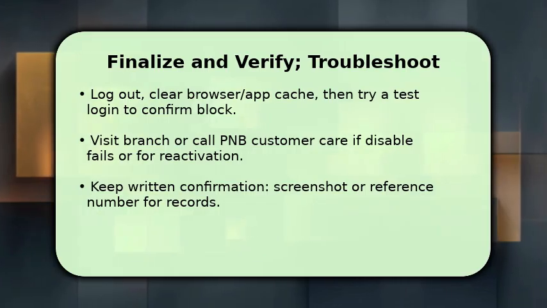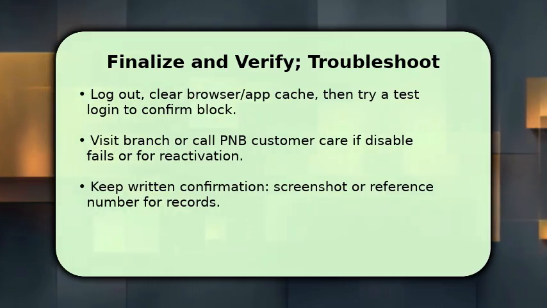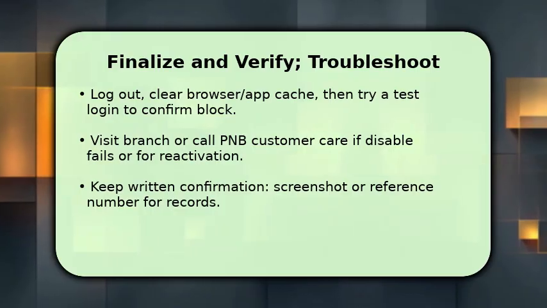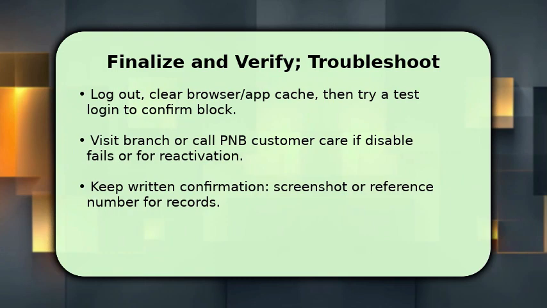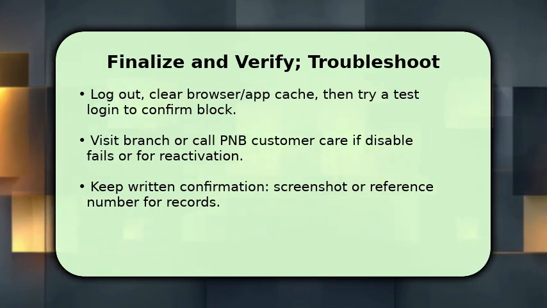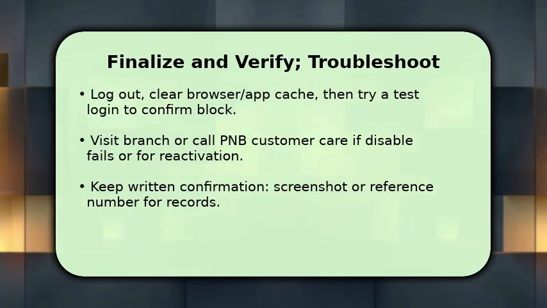If you see errors during OTP or confirmation, wait 5 minutes and retry from a different device. Sometimes propagation delays cause temporary inconsistencies. Keep your confirmation for future disputes.